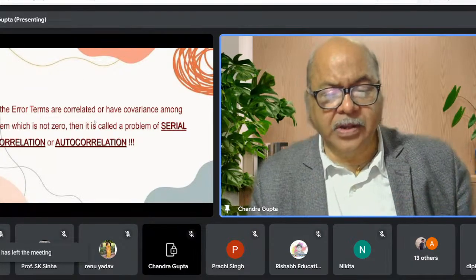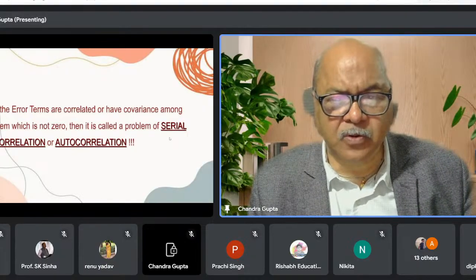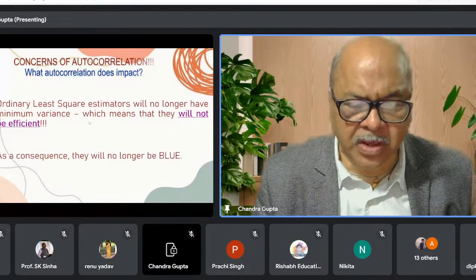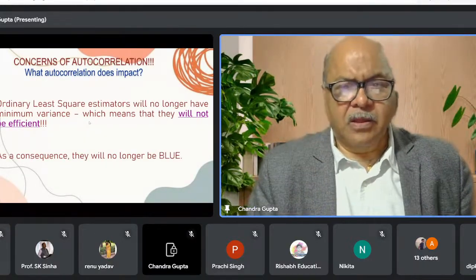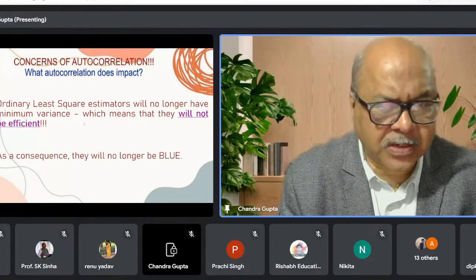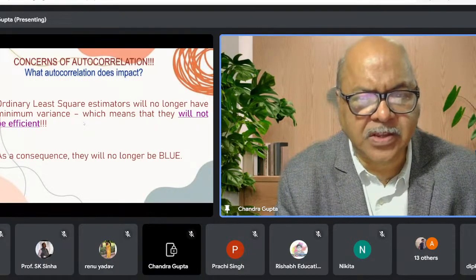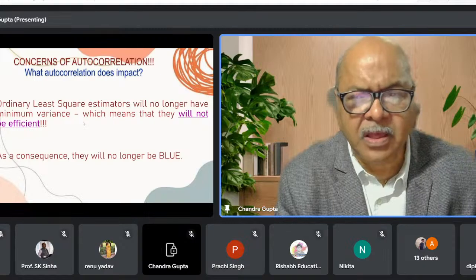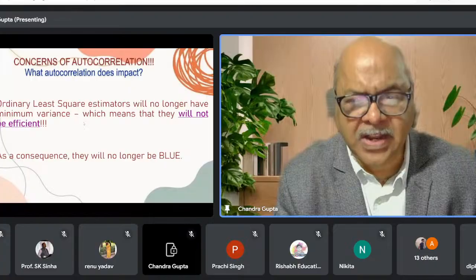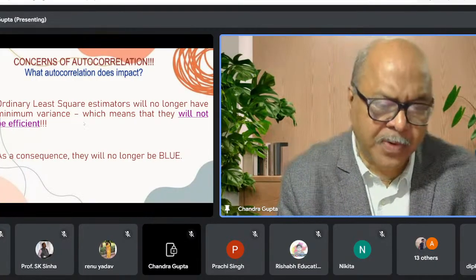If the error terms are correlated or have covariances among them which is not zero, then we have a problem: zero correlation or autocorrelation. Friend, this problem is very prevalent in time series and not in cross-sectional data. We normally don't discuss the autocorrelation problem with cross-sectional data. Whatever we have discussed so far is related to cross-sectional data, and in cross-sectional data we cannot prove or test our autocorrelation or serial autocorrelation problem.